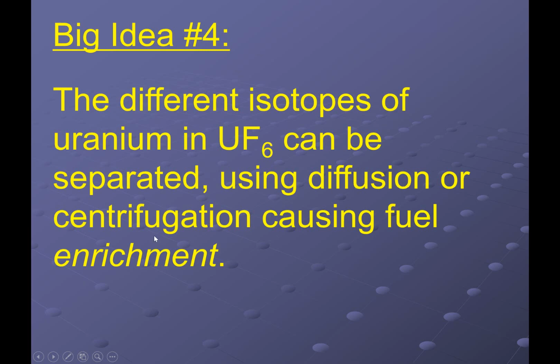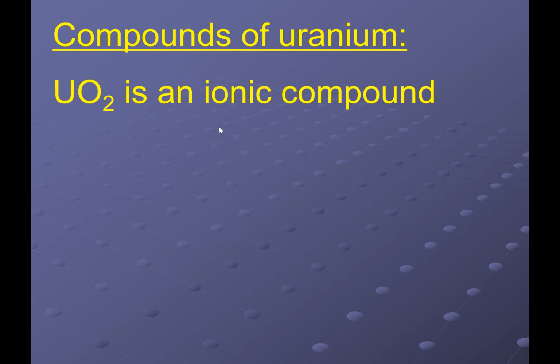we're going to see in a little bit here, or centrifugation, basically spinning it through, and basically what we can do is select for the 235 form versus the more abundant 238 form. That process there is called enrichment. Just for comparison, as we look at why UF6, they're going to compare it to a compound called UO2. Now this one here is actually an ionic compound.